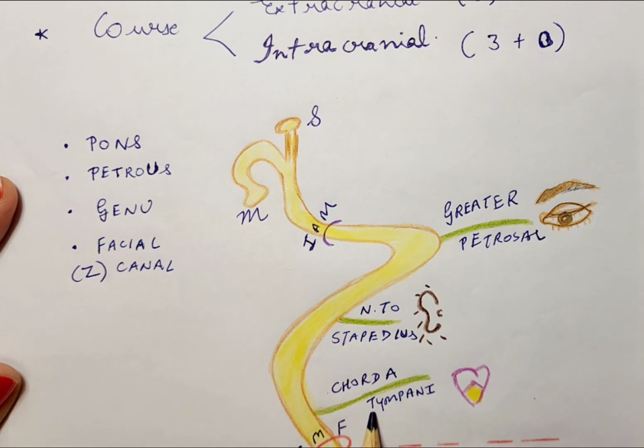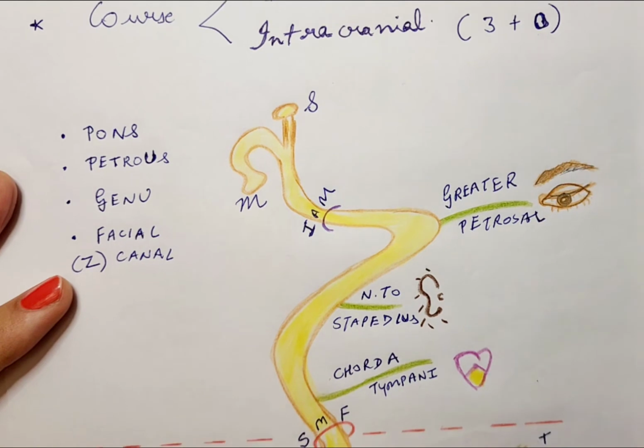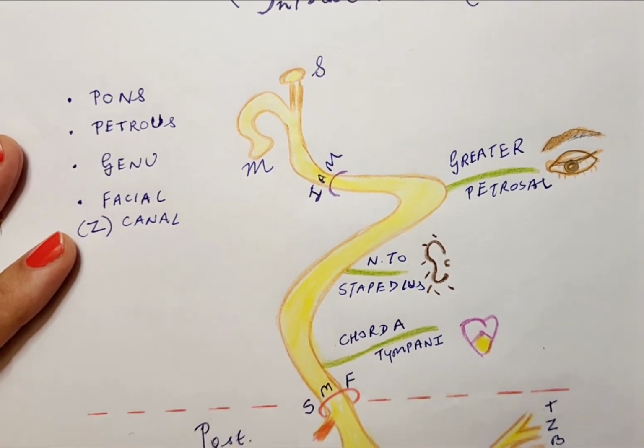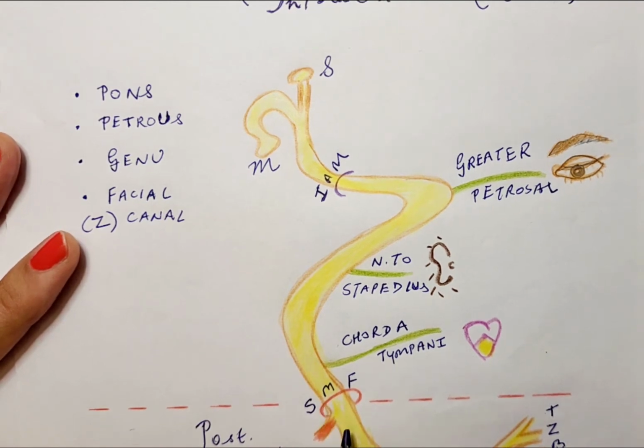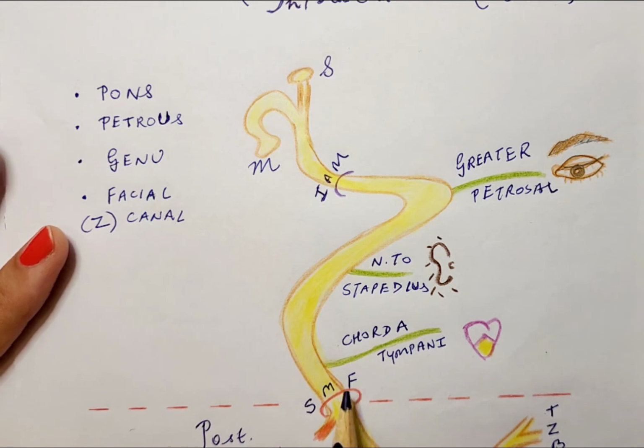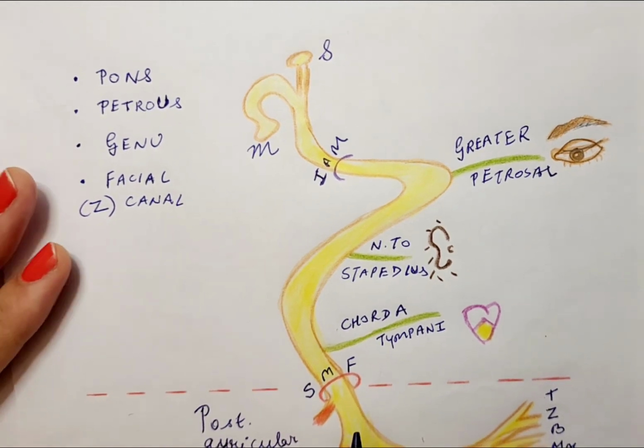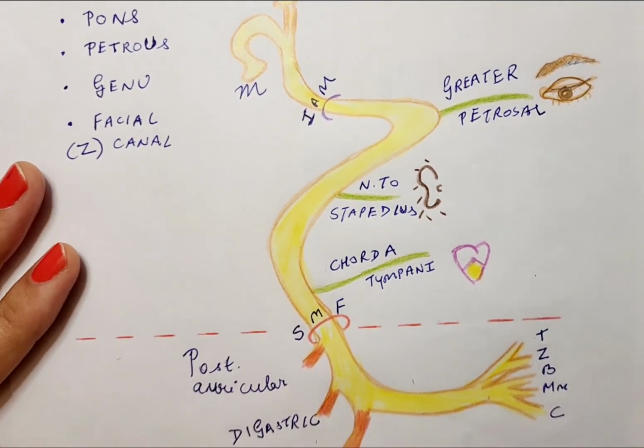This chorda tympani is for the tongue. Now as you progress further, it will come in its extracranial course. So the demarcation that helps you understand where it is becoming extracranial is the SMF, that is the stylomastoid foramen. Through this foramen, the nerve is going to exit the temporal bone and its extracranial course will begin.